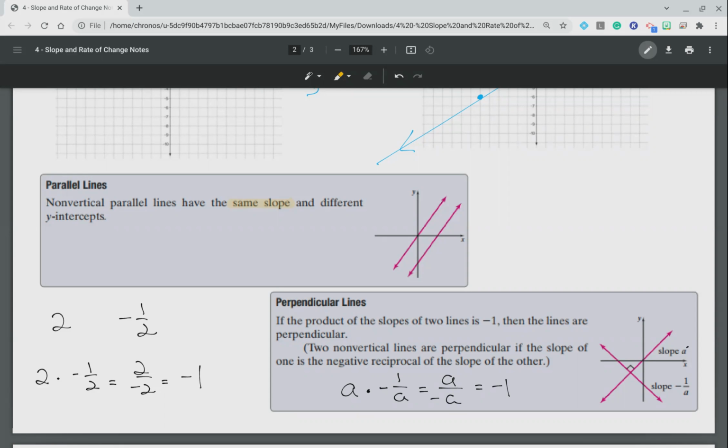That's how we know that these are perpendicular lines, because when I multiply their slopes together, they give me -1. Okay? Parallel lines never intersect. Perpendicular lines always intersect at a right angle. That's what makes them perpendicular.